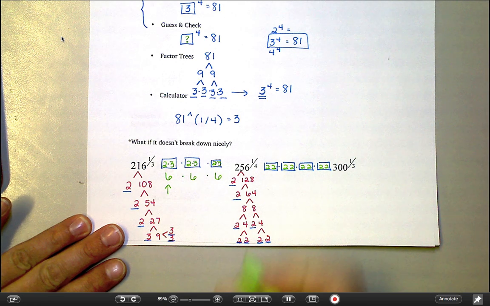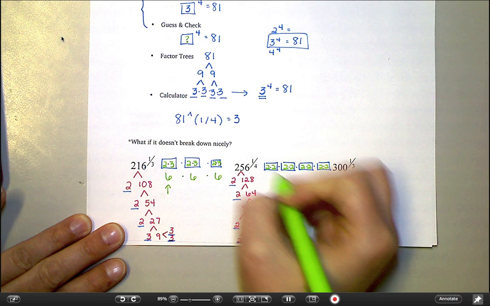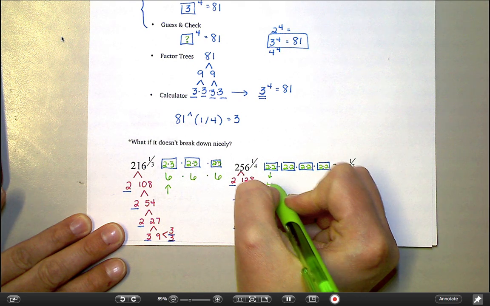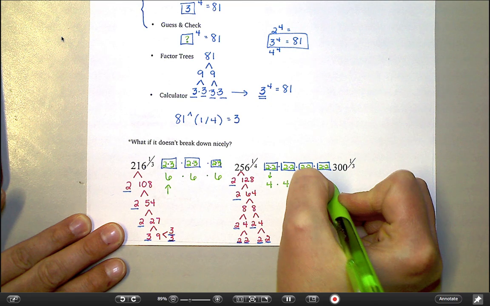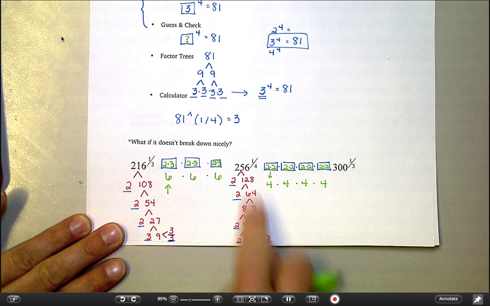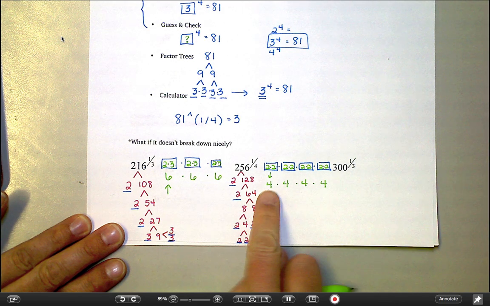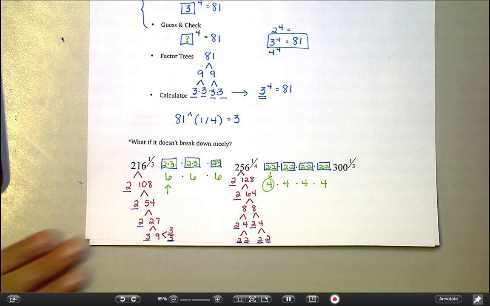Okay? And again, those boxes are being multiplied back together. So really what I have now is 4 times 4 times 4 times 4. And that's going to give me that 256. Okay? Because all these 2's would make up that 256. And so I can group them up this way. And then my answer would just be 4. Okay?